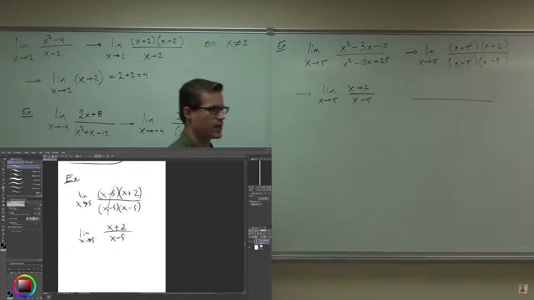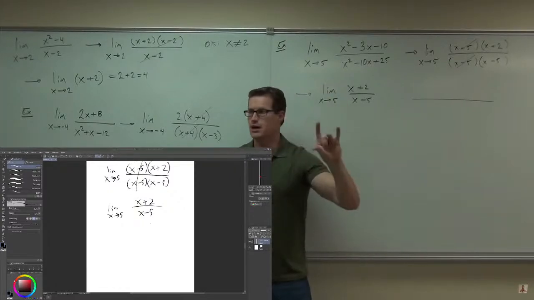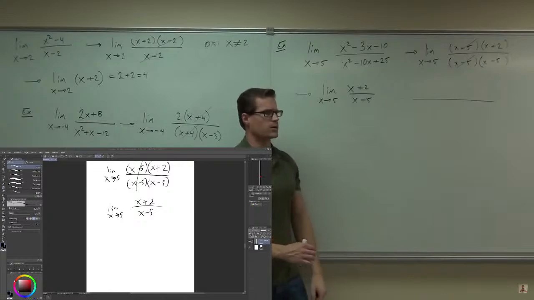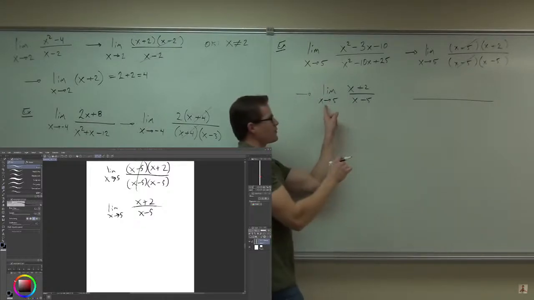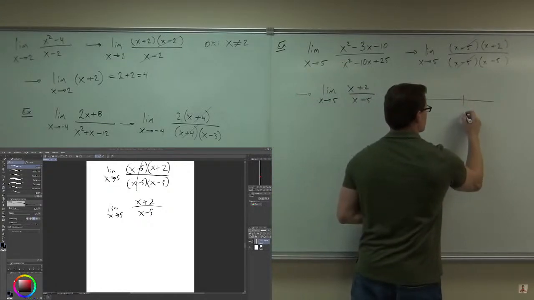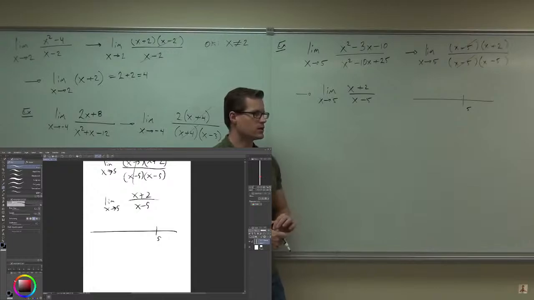Here's what you do with a sign analysis test. You put the numbers that will make the numerator and the denominator equal to 0 on a number line. What numbers am I talking about here? 5, definitely. 5, because we want to find out what's happening at 5, and that was our problem area. So 5 is going to have to go over here somewhere. So far, so good? Now, what else do we need?